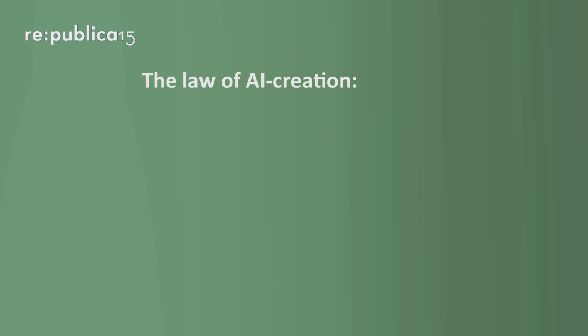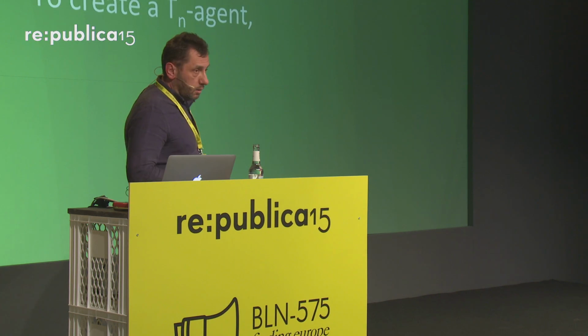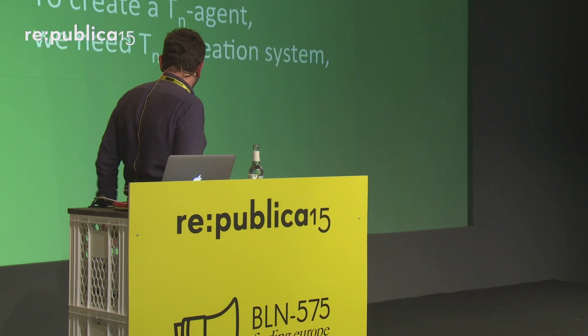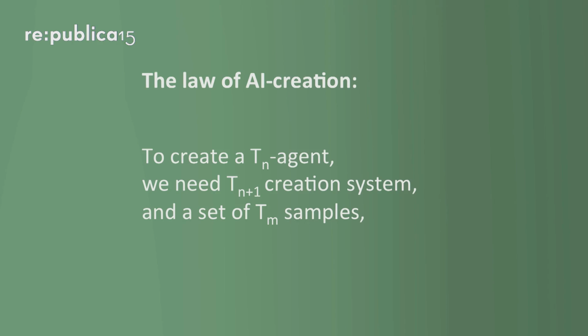So we can generalize that. And here's the law of AI creation. This applies to creating any form of AI, any level of complexity. To create a Tn agent, we need a Tn plus 1 creation system and a set of Tm samples where m is less than n. If you follow this rule, you can create any AI you want.